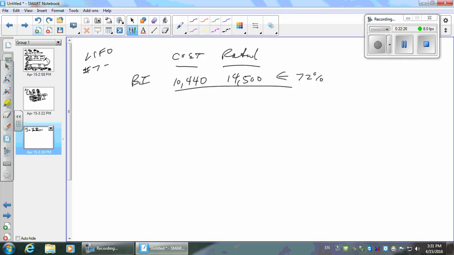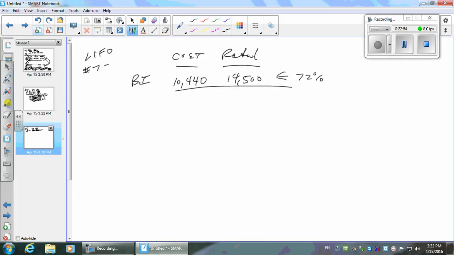72%. Okay, if my ending inventory at retail is less than 14.5, what am I going to do? I'm going to take 14.5 times 72%. That's my inventory, right? If it's exactly 14.5, my cost is 72% of that, which is 10,440. Got it? To the extent I have more than 14.5, I'm going to keep that inventory, right? And I'm going to have a new layer at whatever the new cost to retail percentage is. See it?